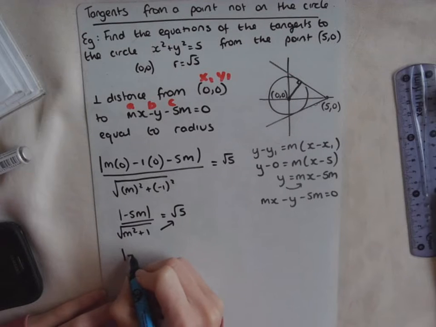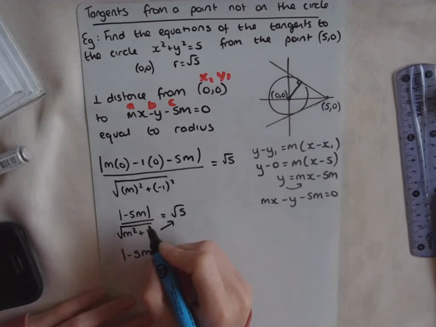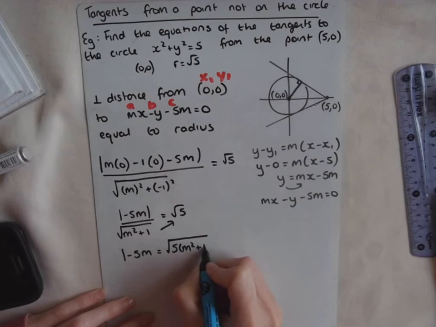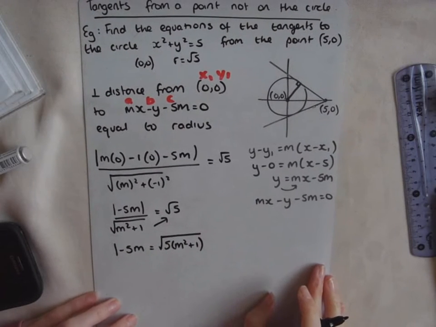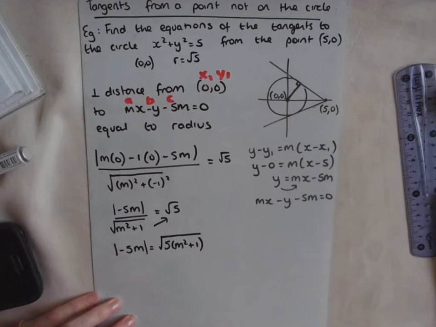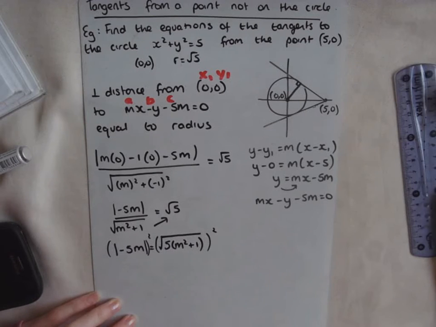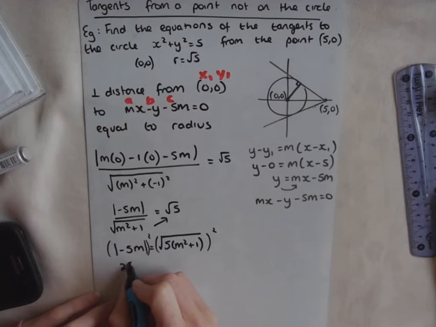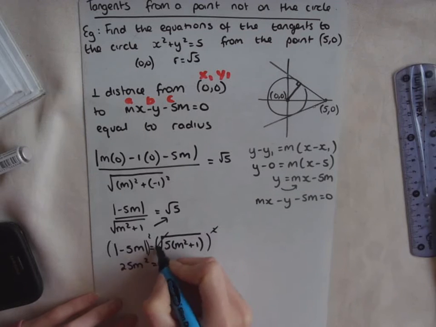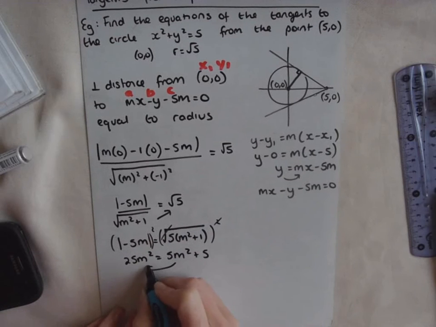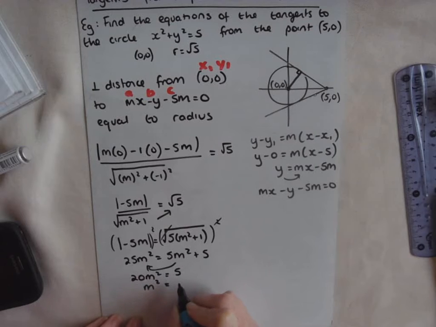I'm going to cross multiply. I'm going to square both sides now to get rid of the modulus signs. So minus 5m squared is 25m squared, and the square root here cancels, leaving 5m squared plus 5. So just bring this over here. I'm going to have 20m squared is 5. So m squared is 5 divided by 20, which is 1 over 4.